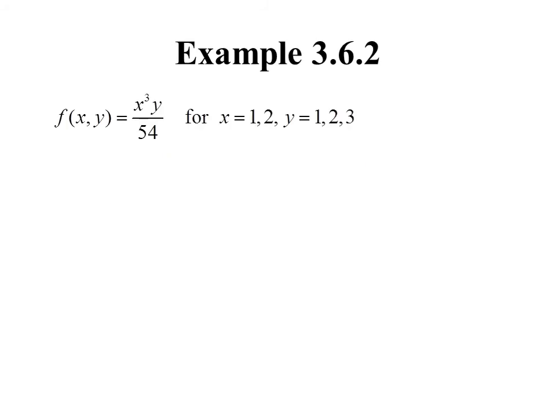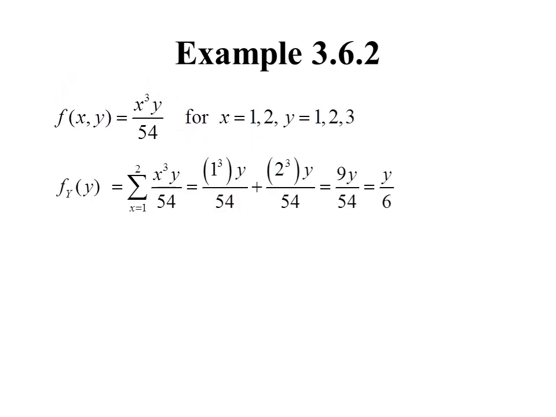So to illustrate the calculations of marginal distributions and use of a joint PMF, let's consider this joint PMF given here. So we have our two random variables X and Y. X has range 1, 2, and Y has range 1, 2, 3. And here's the joint PMF given in the form of a formula. So let's calculate the marginal distribution of Y. And so by definition, what we're going to do is add up the joint PMF over all values of X.